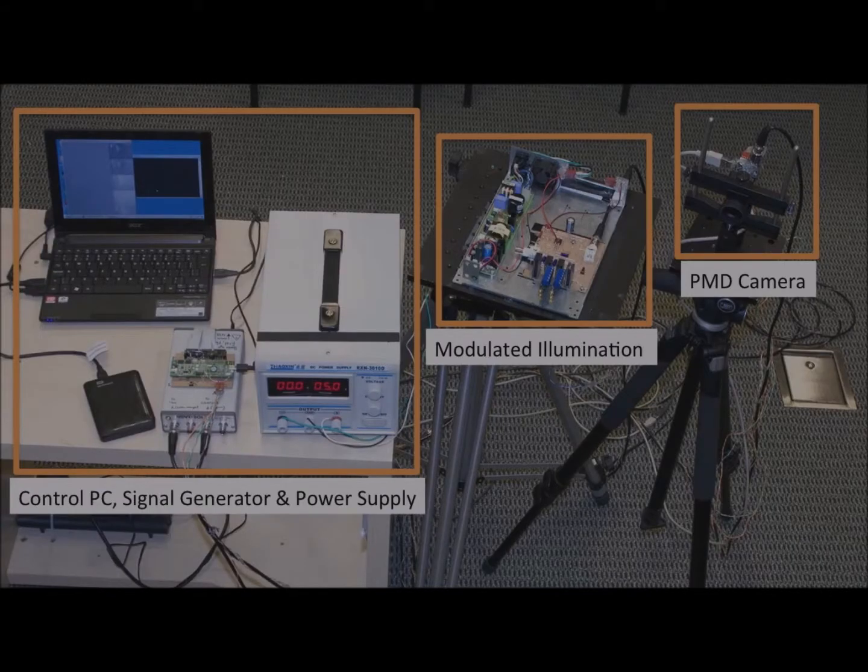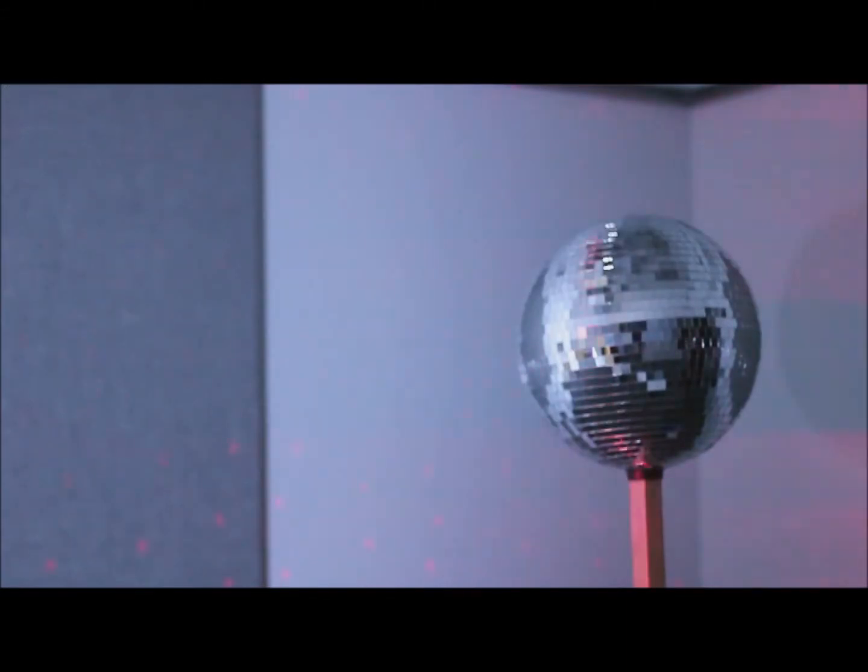Our capture hardware consists of a modulated light source and a modified PMD camera and is compact and inexpensive. After capturing multiple images under varying illumination, we are able to reconstruct transient images. Here is the capture session from the disco ball result.